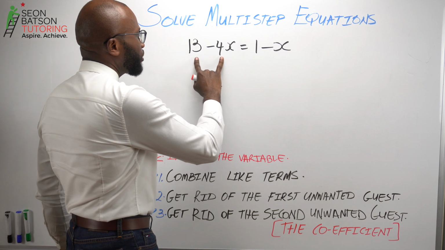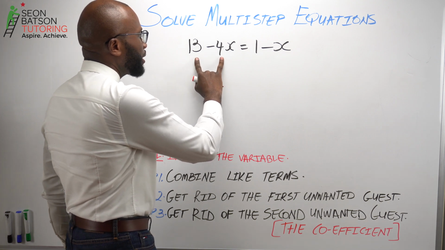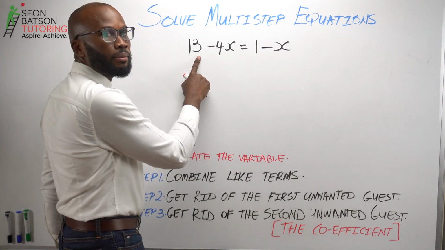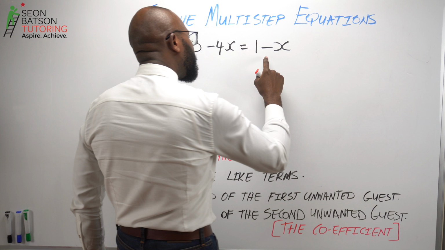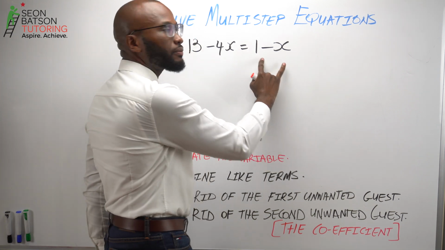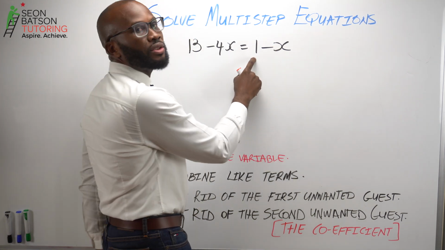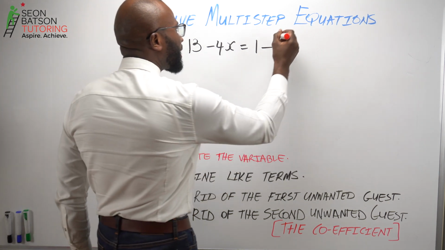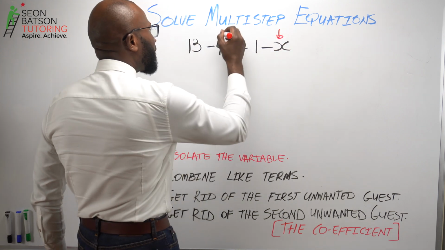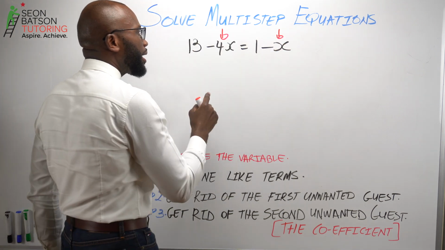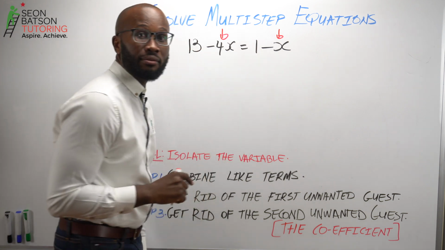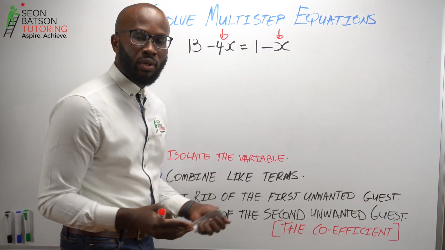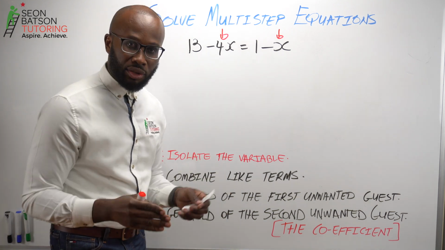On the left side, we are unable to subtract because the terms are not alike. This term has a variable. This term does not. On the right side, we are unable to subtract as well. We have a variable, no variable. However, we do have like terms, yes? We have an x here, a negative x here, and we have a negative 4x here. So we can combine the negative 4x and the negative x. 13 and 1 are also like terms because they are integers.